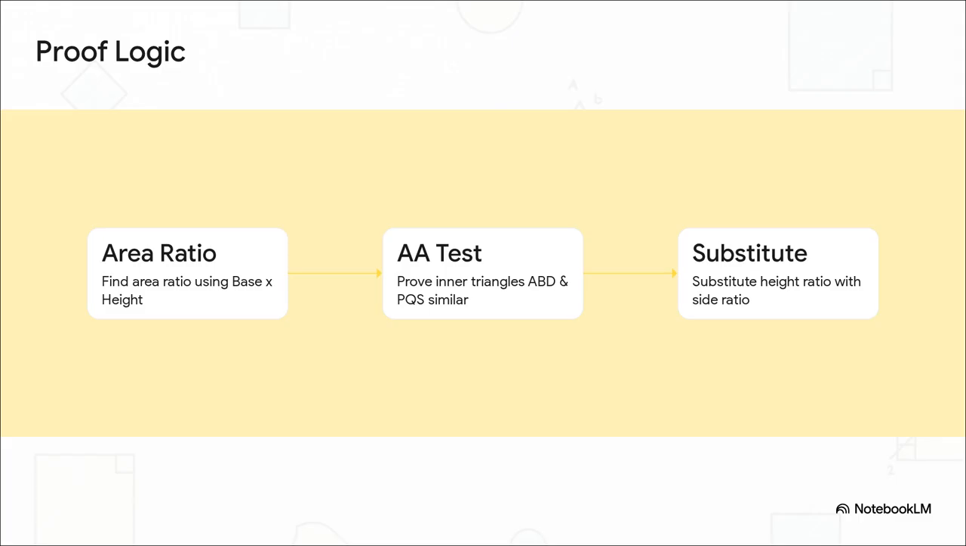So when we swap out the height ratio for the side ratio in our first equation, we end up multiplying the side ratios together. AB times AB becomes AB squared. And there you have it. The area ratio becomes the square of the corresponding sides. The proof all falls right into place.